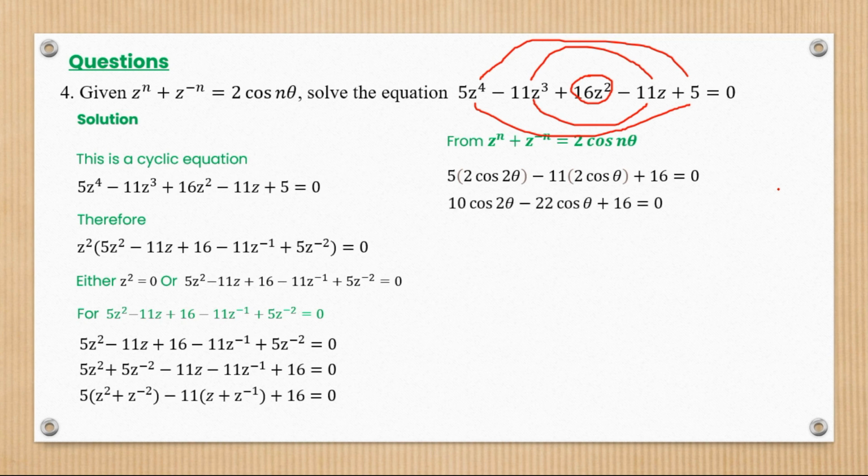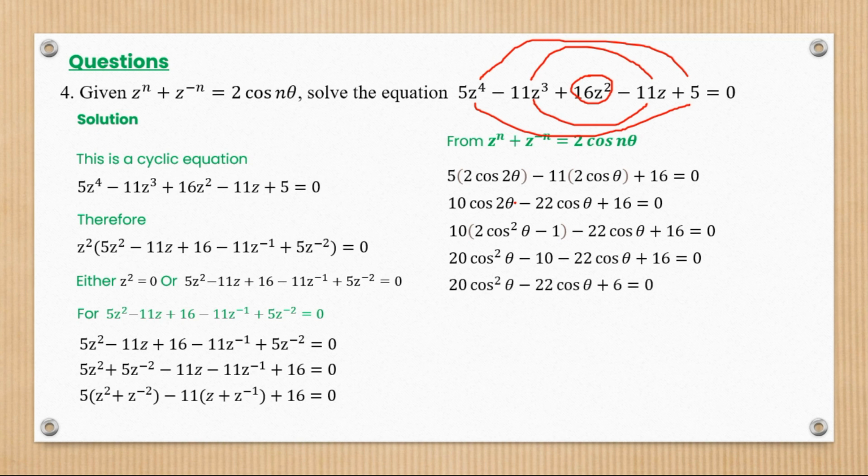When you open those brackets, we're left with 10 cos 2 theta minus 22 cos theta plus 16 being equal to 0. Now we can convert this. This is a double angle, so we're going to simplify it. It's the same as 2 cos squared theta minus 1. So when you open those brackets, we have 20 cos squared theta minus 10 minus 22 cos theta plus 16 being equal to 0. So now it becomes 20 cos squared theta minus 22 cos theta plus 6 being equal to 0. It's because 16 minus 10 is 6. So we are left with a positive 6 on the far right.